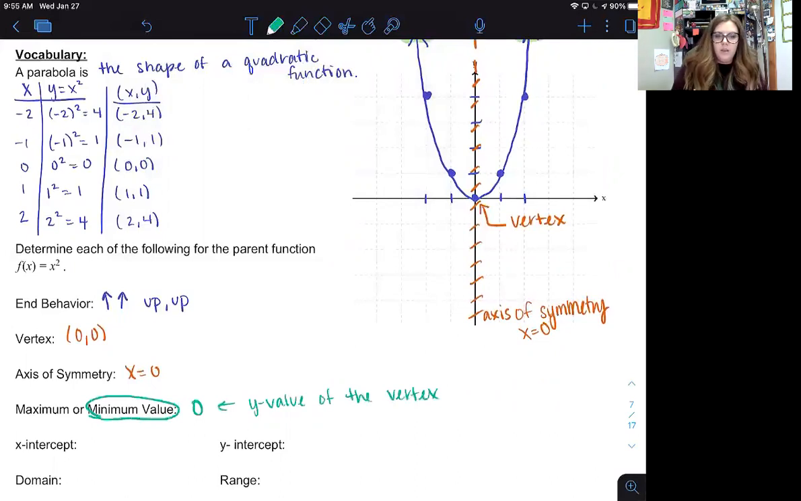Okay. Now we want to look at our x-intercept and our y-intercept. Our x-intercept is wherever it crosses the x-axis, which is at 0, 0, which is the same as our y-intercept. Our domain is going to be -infinity to +infinity. And then our range, we're going to do the same as what we did with our absolute value function. So our bottommost y value is 0, and we're going up to +infinity.